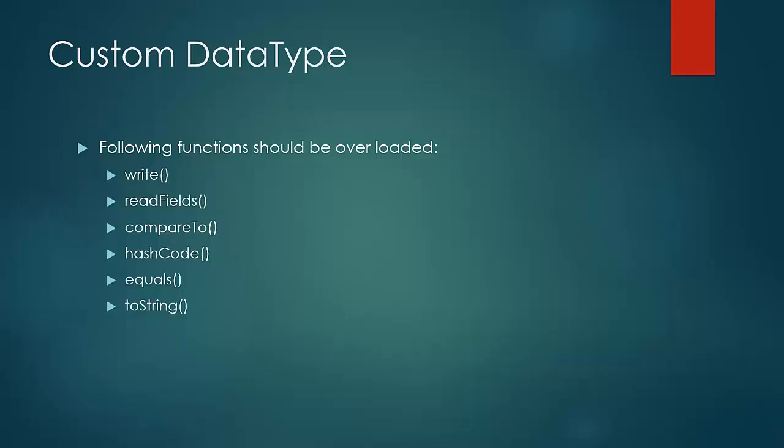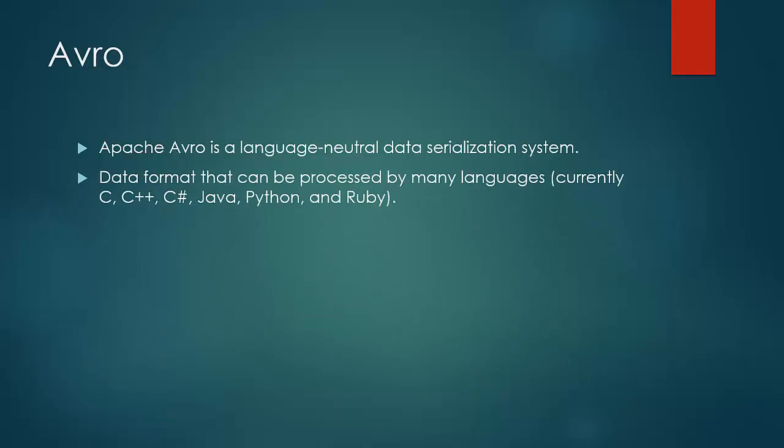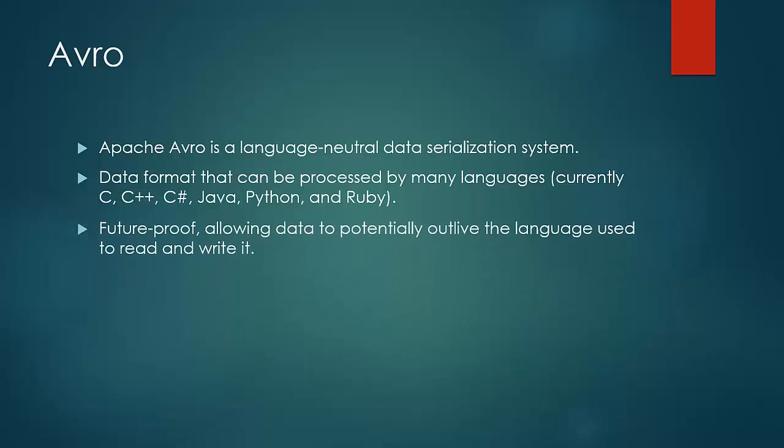But as you notice, the Writable framework only supports Java data types and is language dependent. So Avro, a language-neutral serialization system, was conceptualized. It is a project by Doug Cutting to build a serialization framework that supports many languages. Another advantage with Avro is that it future-proofs the data, allowing it to outlive the language used to read and write it.